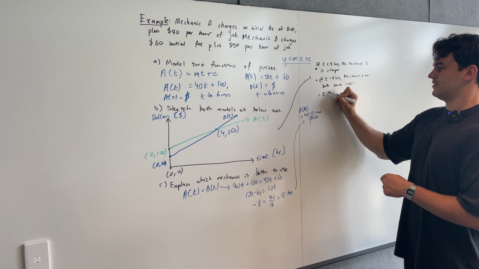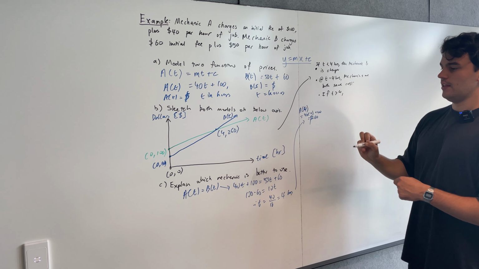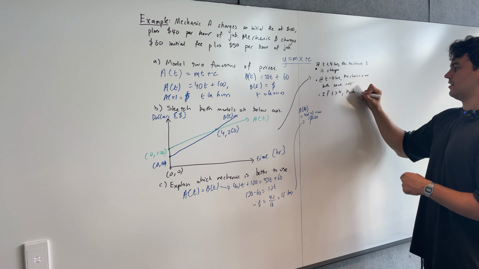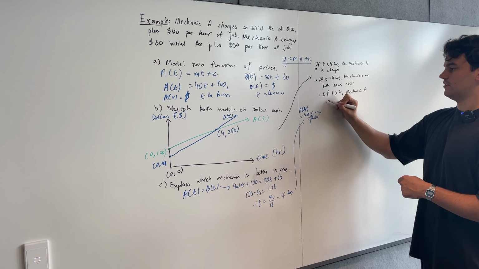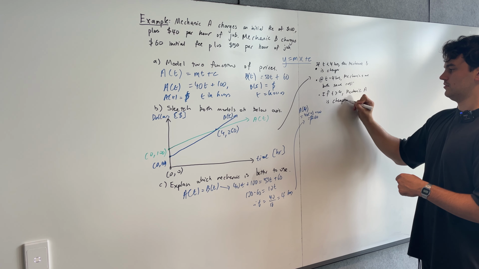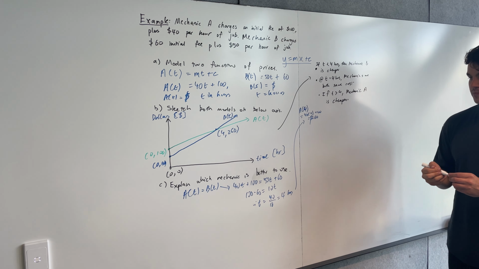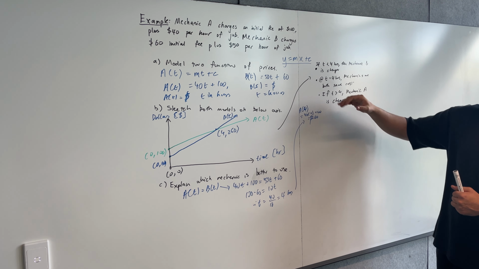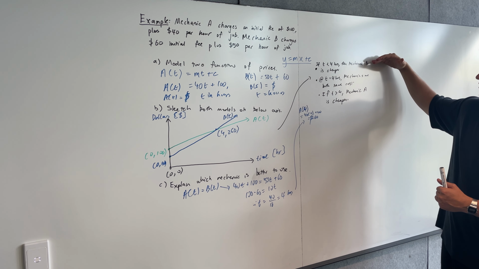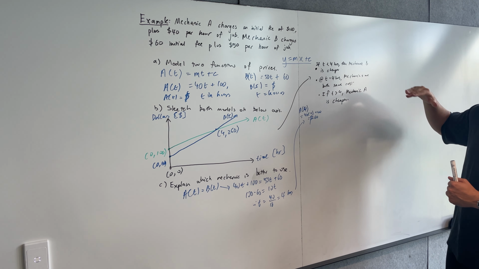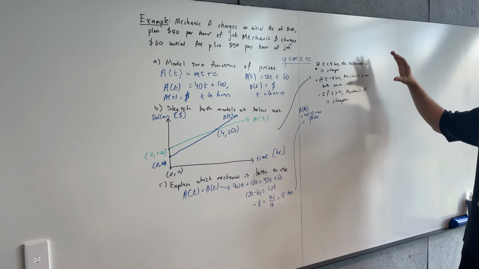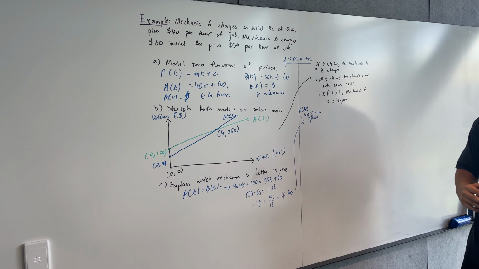And then if t is greater than 4, then A of t, or mechanic A, is cheaper. And this is pretty much a summary of which mechanic is better to use at whichever time. I've got the 3 different cases: when t is less than 4 hours, when t is equal to 4 hours, and if t is greater than 4 hours, and which one's cheaper in those scenarios.